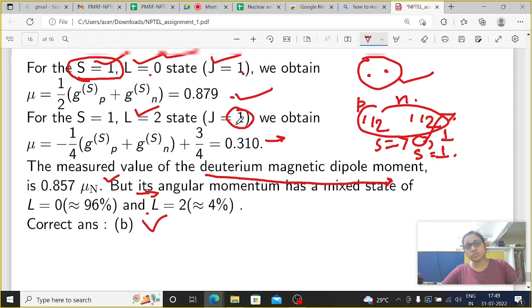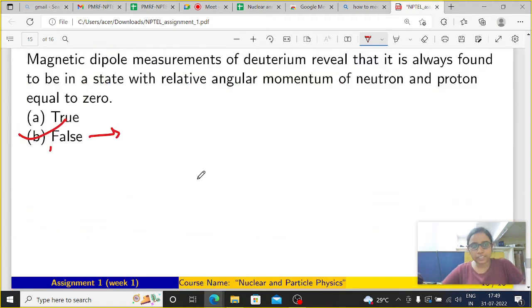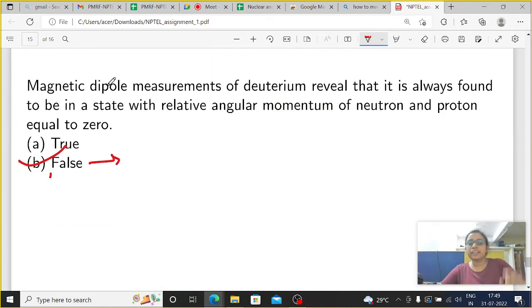Okay, so the magnetic moment. The question here was that the magnetic dipole moment measurement of deuterium reveals that it is always found to be a state with relative angular momentum of neutron and proton equal to 0. So is it correct or not? The magnetic moment measurement of deuterium says that the relative angular momentum of neutron and proton, which is basically L, is equal to 0. So the question says that L equals 0 or not.